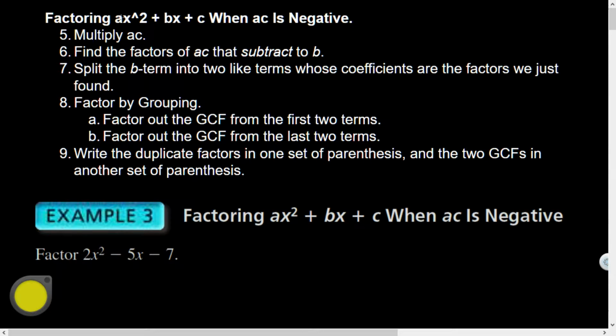We are continuing our look at factoring quadratics where your leading coefficient is not 1. And today we're going to talk about what to do when a times c is negative. The only difference, and I use that word as a pun, is if they multiply to be negative, instead of finding the factors of AC that add to B, I'm going to find the ones that subtract to B. And that's it. That's it.